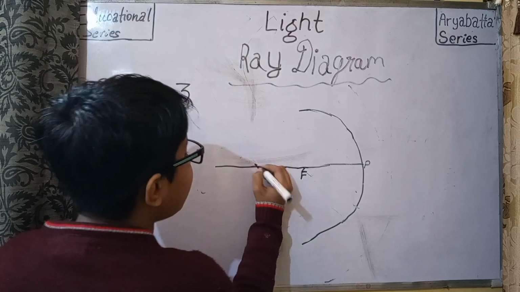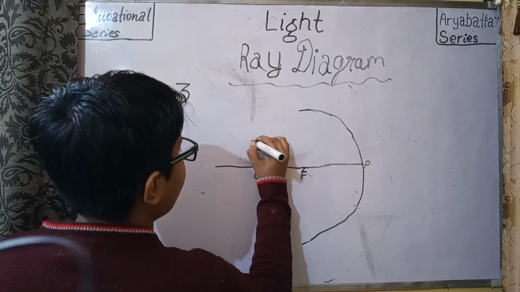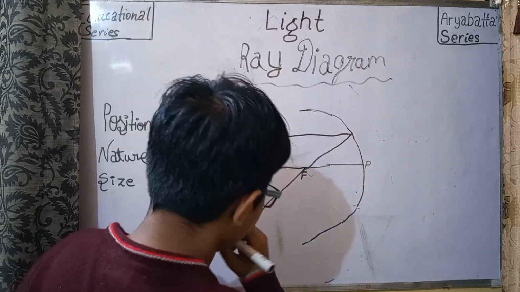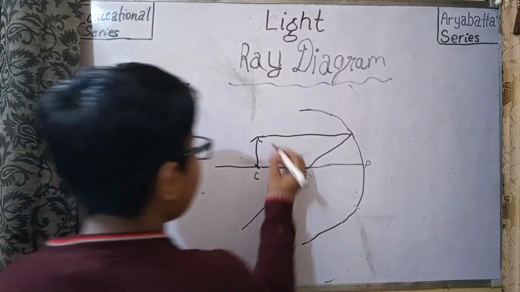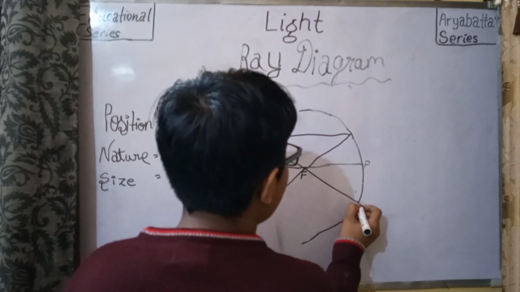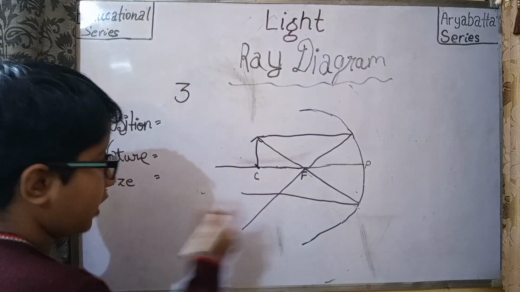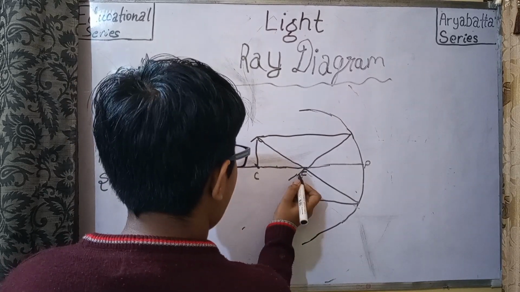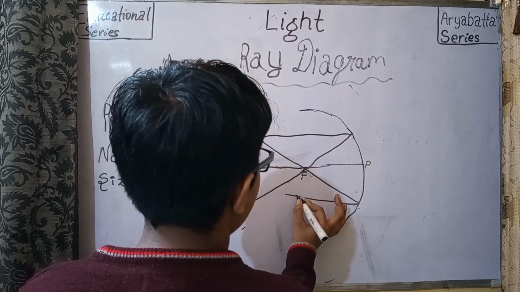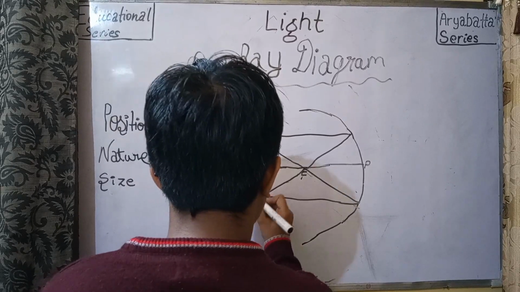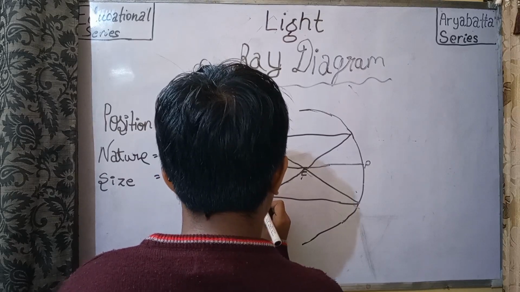Now let's progress further. See ray diagram 3. Now the object is at the center of curvature. The light ray parallel to the principal axis passes through the focus. And again, we have learned that if a light ray passes through the focus, then it becomes parallel. The image is formed on C.